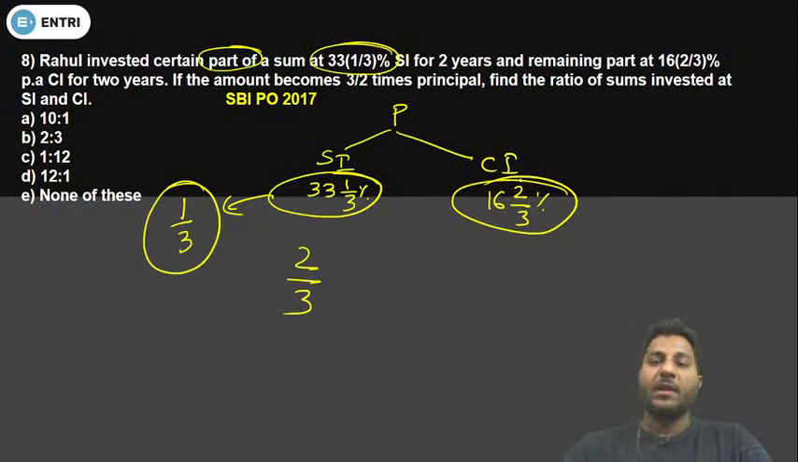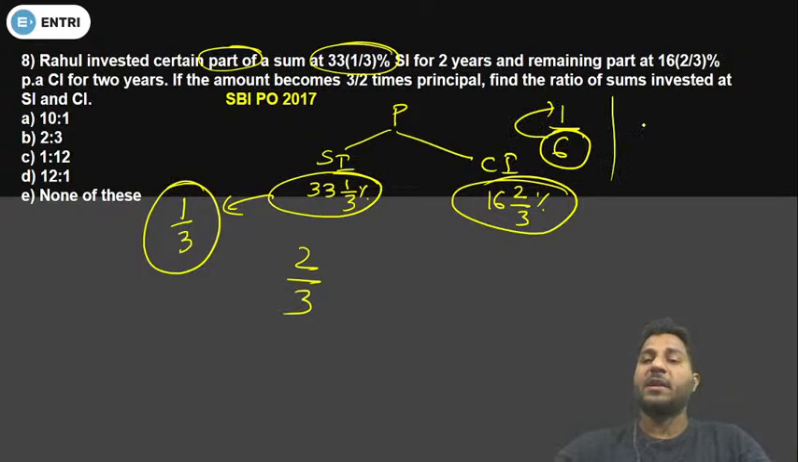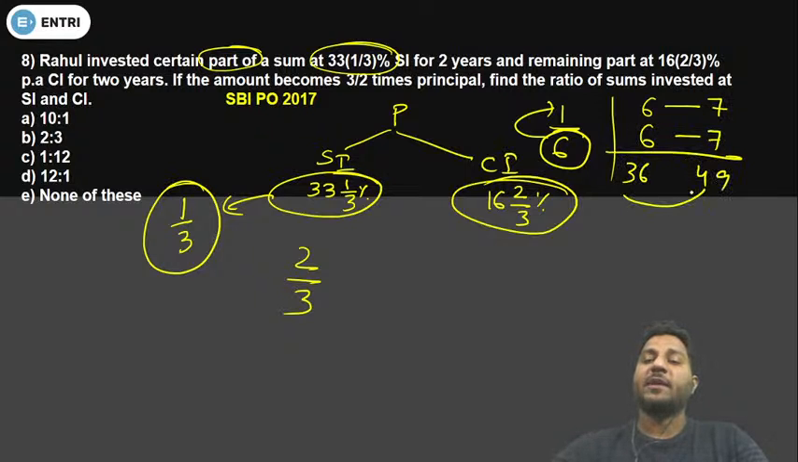But in case of compound interest, for 2 years, the rate is 1 by 6. So from 6 principal, you will be generating 1 interest, but it is successive. That means from 6 to 7. So it will become 36 to 49. That means the overall interest you will generate will be 13 out of 36.